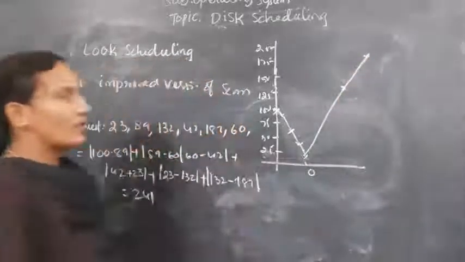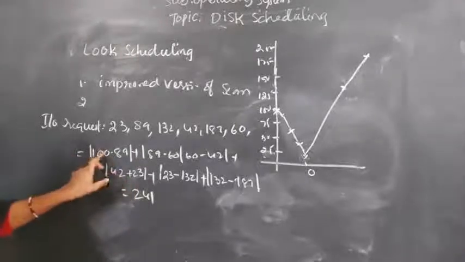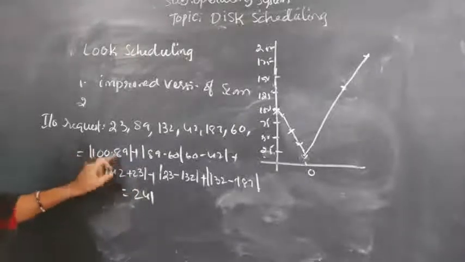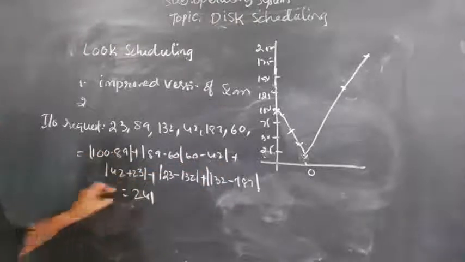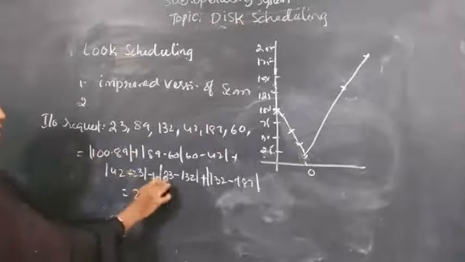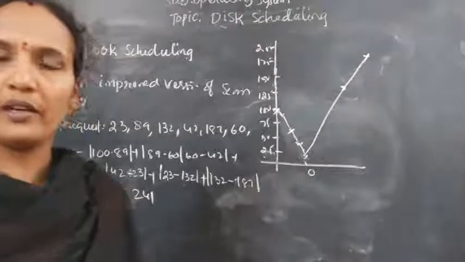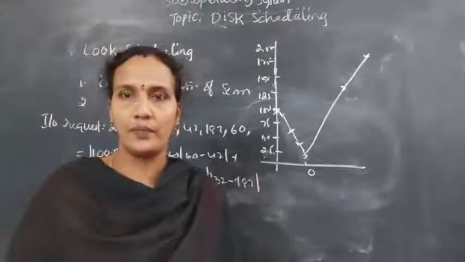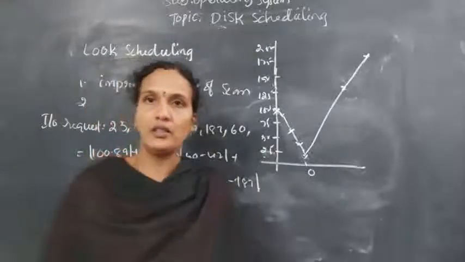Like that. You can see the total head movement. It is 241. 100 minus 89, next 89 minus 60, 60 minus 42, plus 42 minus 23, 23 minus 132. You calculate, you will get 241 total head movements. So this is about your disk scheduling algorithm.